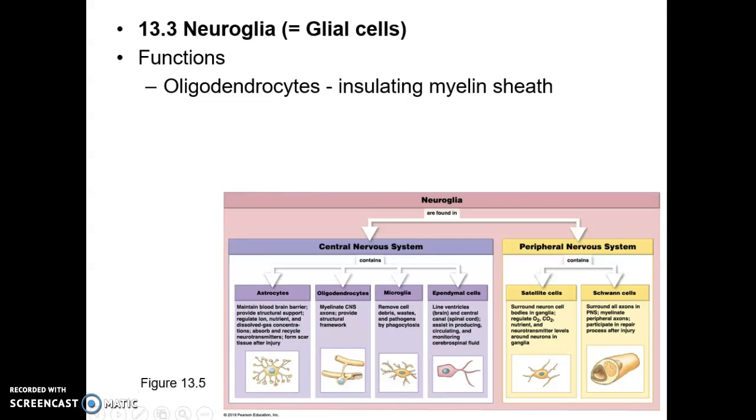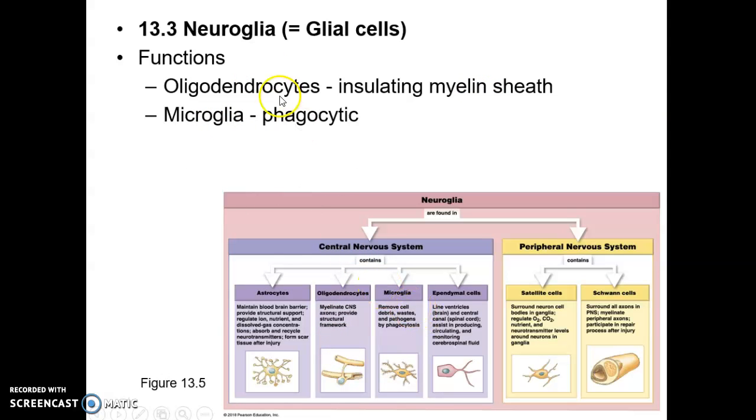Oligodendrocytes are the next ones. And what they do is they insulate the axons, the extensions of neurons, with what's referred to as a myelin sheath. So they form a myelin sheath around the axons to help insulate them, but also help, as we'll see, with the speed of travel of the action potential down the axon. So they generate the myelin sheath within the central nervous system.